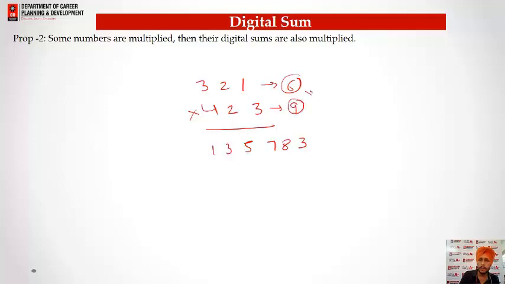Our property says that the digital sums will also get multiplied. So 6 into 9 is 54, and the digital sum of 54 is 9. Let us check the digital sum of our result: 3 plus 1 is 4, plus 5 is 9, 9 plus 7 is 16, 16 plus 8 is 24, 24 plus 3 is 27, and the digital sum of 27 is 9. So again our property holds, because the digital sum is the same.